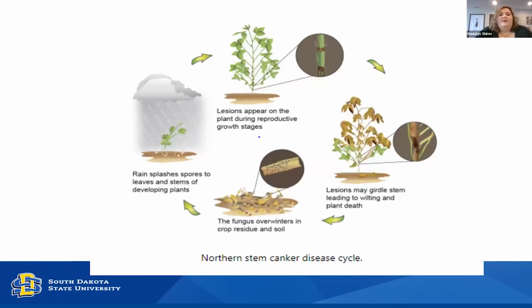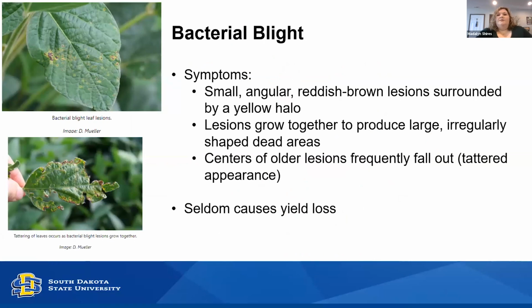And another little life cycle. The fungus overwinters in the crop residue and soils like so many others. The rain splashing moves the spores from that plant residue and soil onto new plants. The lesions of stem canker are typically going to show up during the reproductive growth stages, and they will continue to develop and get worse and can girdle the stem, leading to wilting or plant death, or again, it could just kill the top part of the plant. It depends on how advanced that disease is able to get. Anything to add on stem canker, Connie?